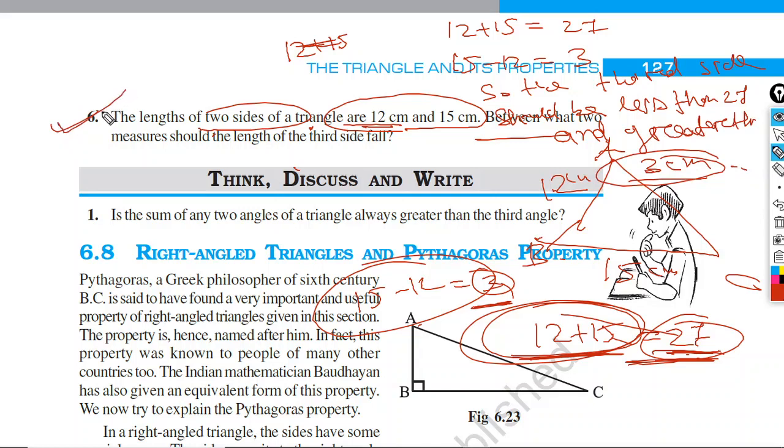Okay, so this is the solution. We have solved this exercise also. In the next exercise we will complete the chapter. So please complete the exercise and submit the copies.